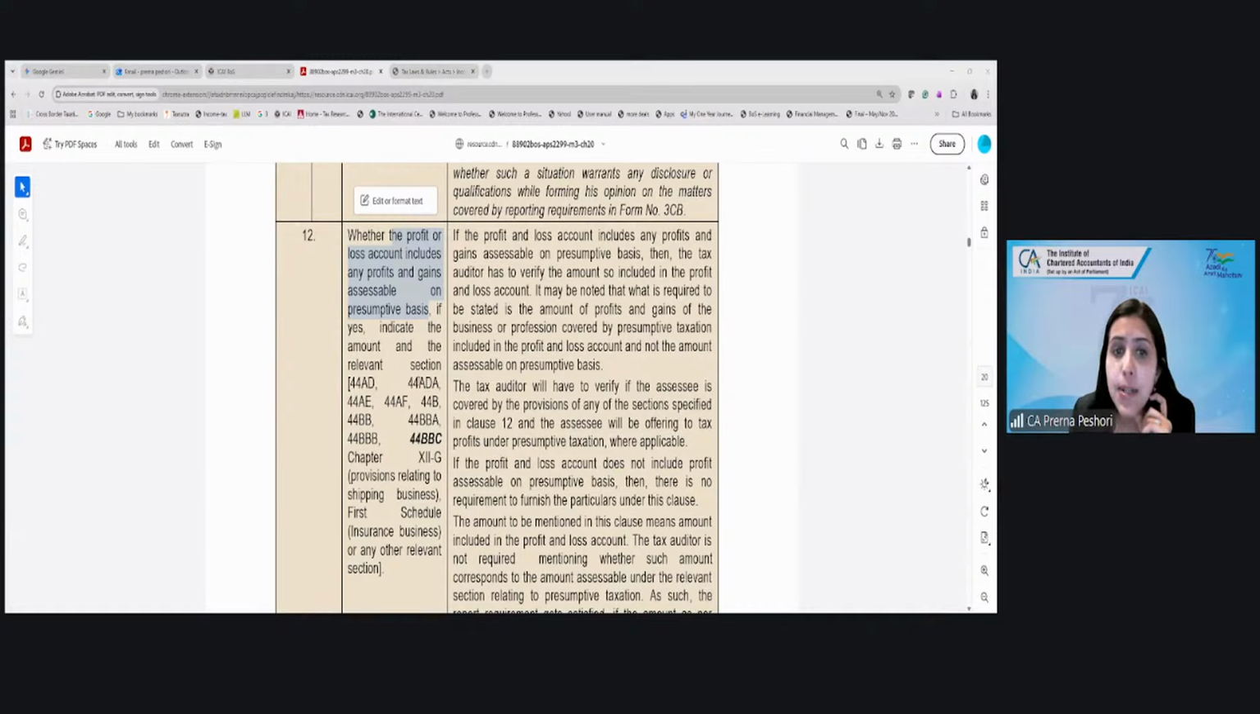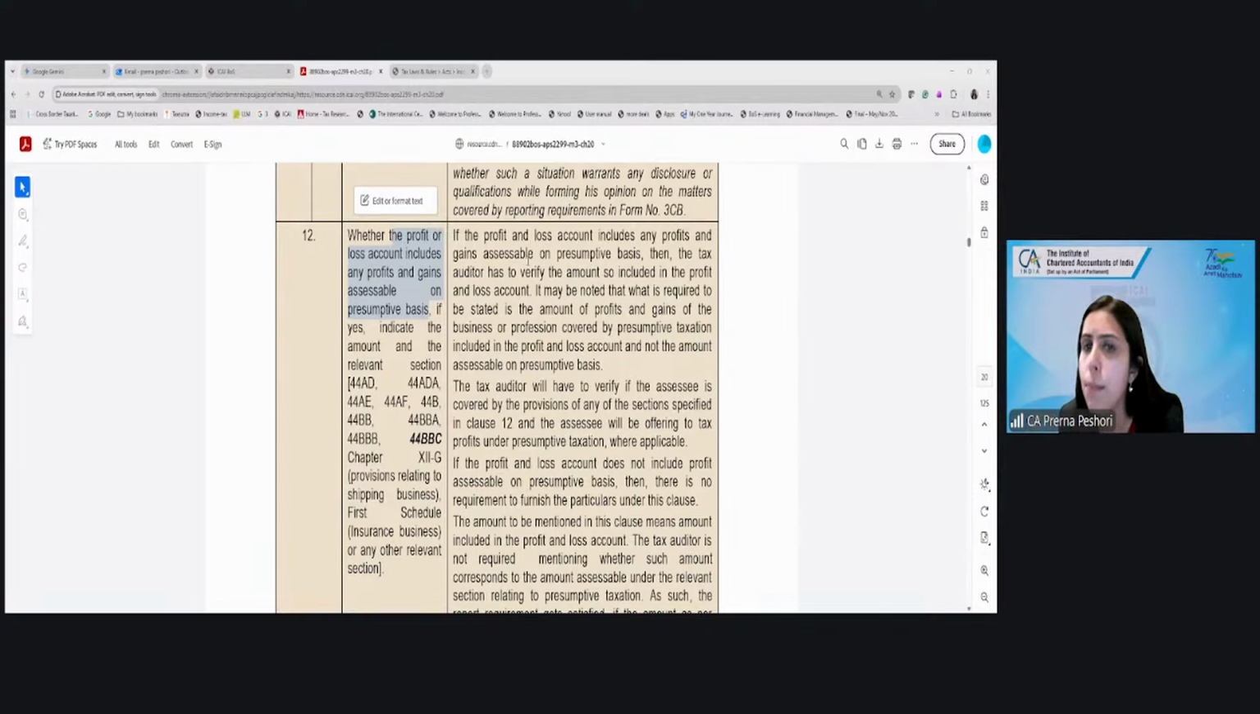Yes, you take 6% or 8% as income. It is not asking about what is 6% or 8%, Sanjay. It is asking about what is included in your P&L, whether it includes any profit which is assessable on presumptive basis. See, let's say for example, if you are a partnership firm and you are following the accounting standards for preparing your financial statements. Now in that you will not include it as 6% or 8%.